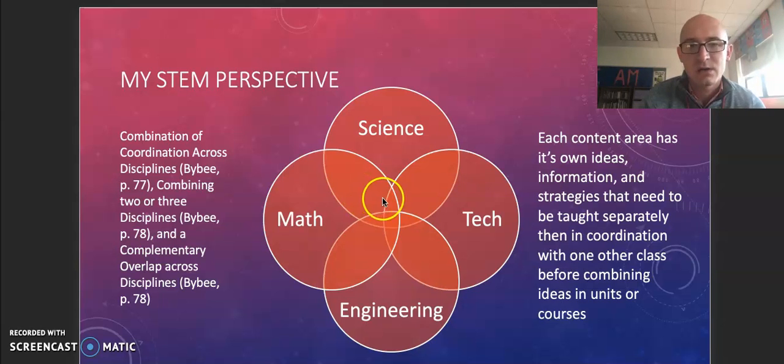But then these areas where the 3 classes or 4 classes cross over together, in my opinion, could be bigger classes, especially in high school, like engineering classes or computer drafting classes, where we're using the ideas from 2 or 3 or 4 of these areas so that students can apply this knowledge.